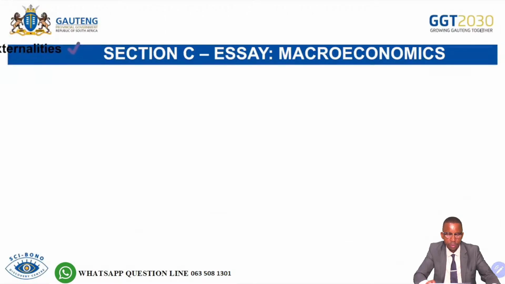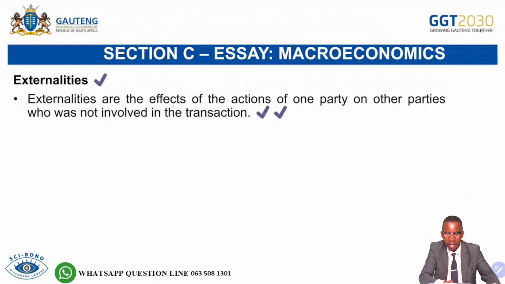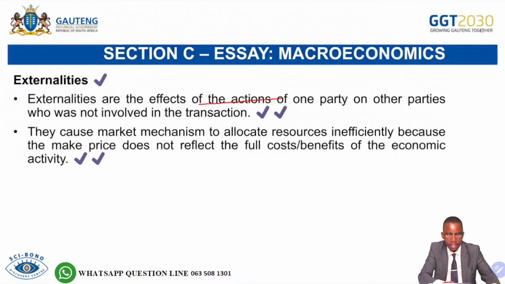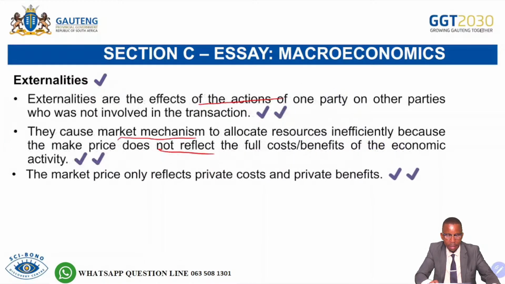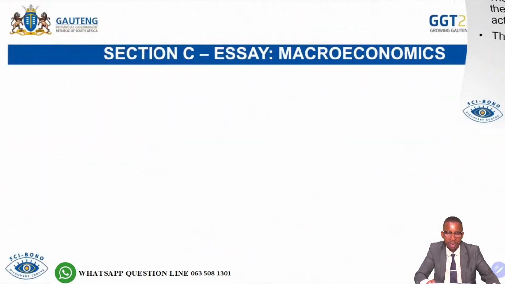And then we continue. Externalities. Externalities are the effects of actions of one party on other parties who were not involved in the initial transaction. They cause the market mechanism to allocate resources inefficiently because the market price does not reflect the full costs and benefits of the economic activities. The market price only reflects the private cost and private benefit, and does not include the external cost.